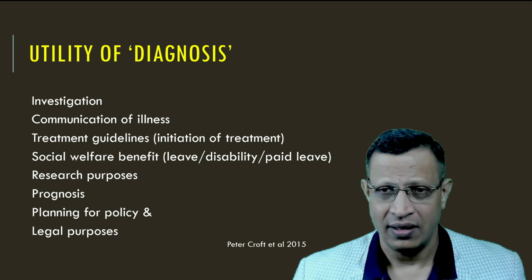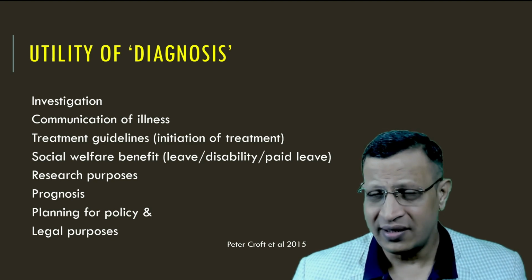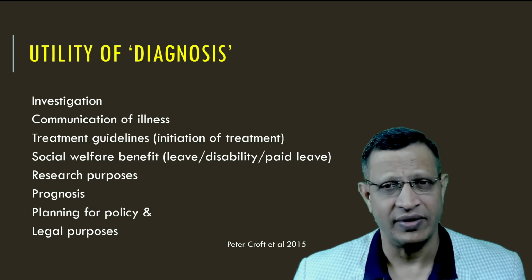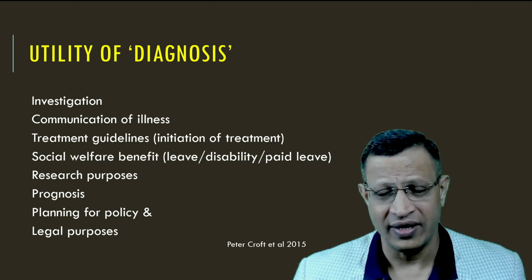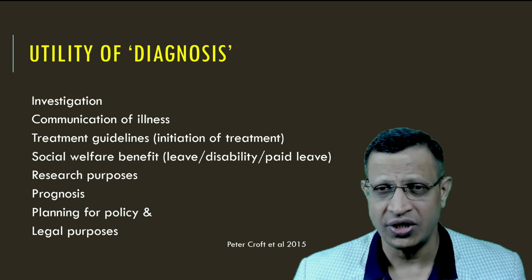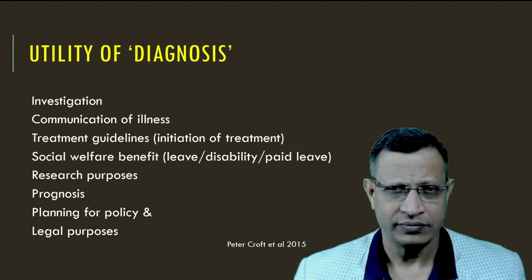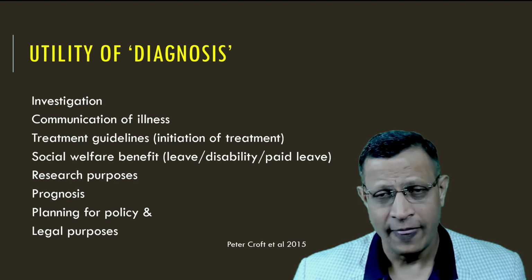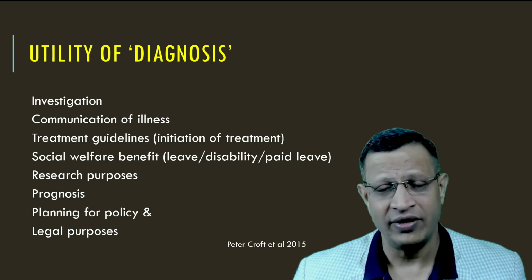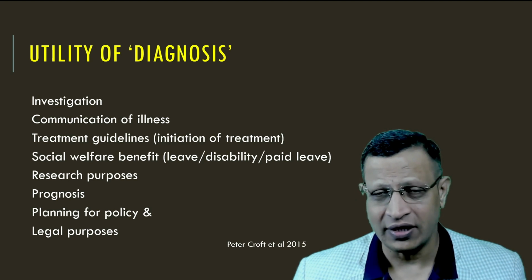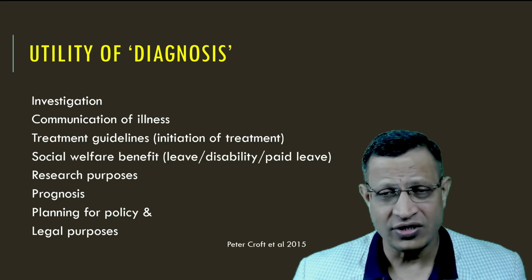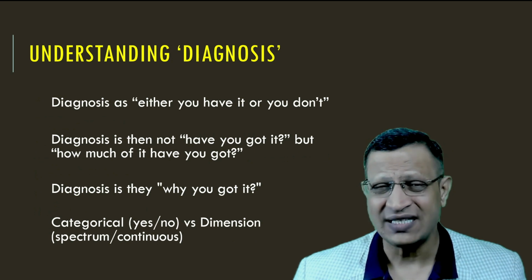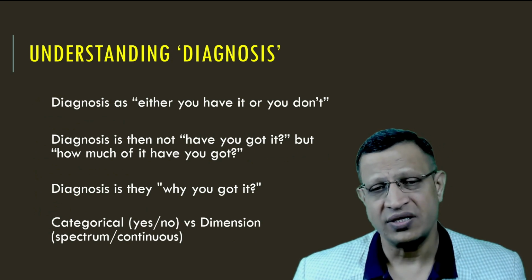Planning for policy. Imagine if you are a policymaker sitting as an administrator in a hospital, maybe at the state level or at the national level. You need to know what is the prevalence of illness in your area or jurisdiction so that you can plan the services. And finally, for legal purposes, especially in psychiatry, we deal with the abnormal behavior of a person. And if there is any conflict with law, then of course, the diagnosis also plays a crucial role.